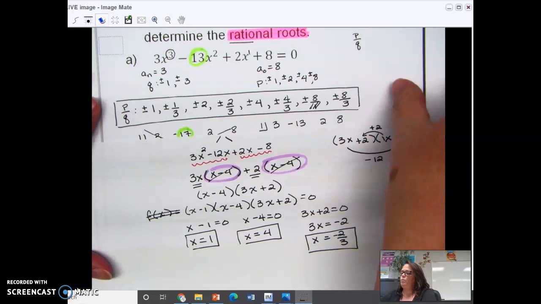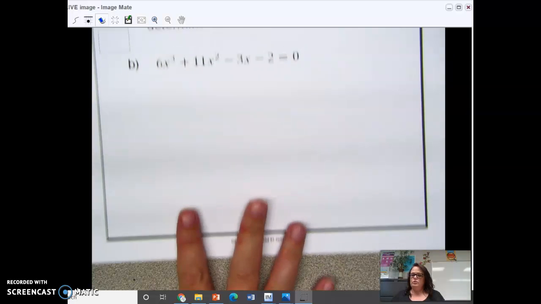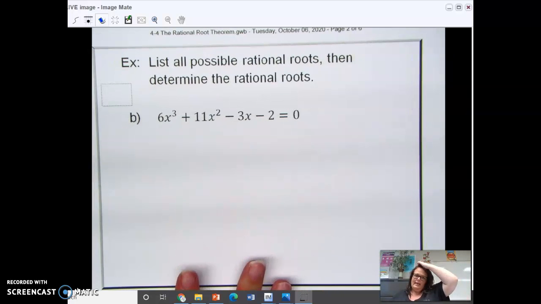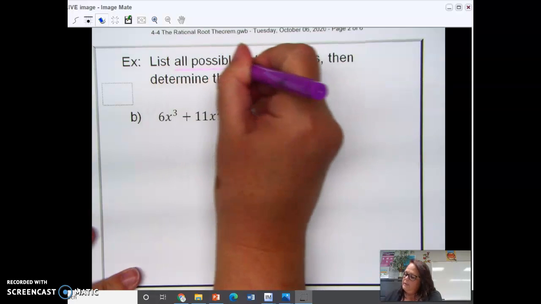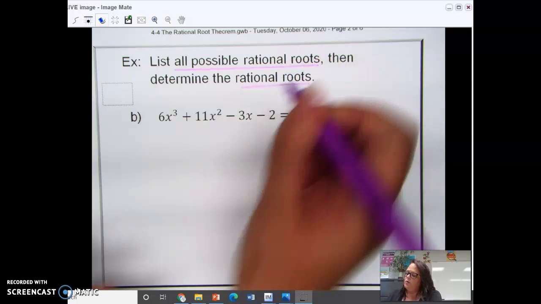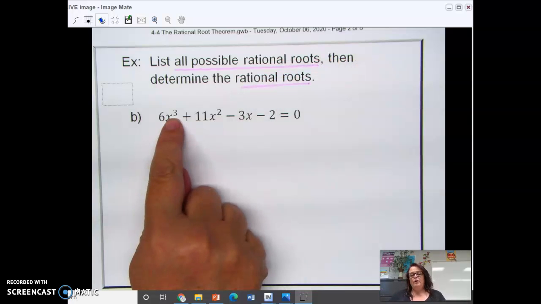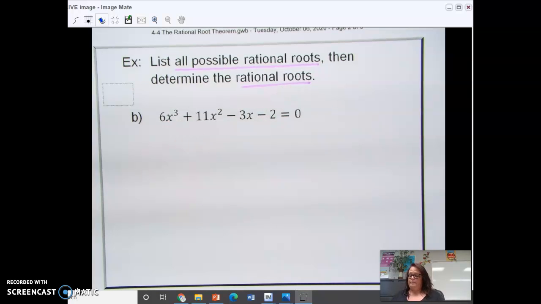So I'm going to try to fit one more in on this video. So if we take a look at this next one, again, we want to list all possible rational roots, and then we want to determine the rational roots. So looking at this, there are 3 possible complex roots, but there's no guarantee that they're going to be rational.